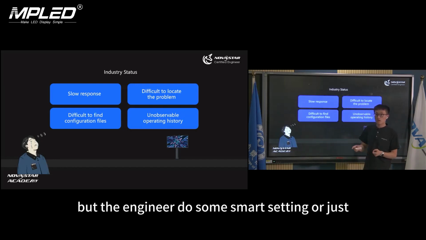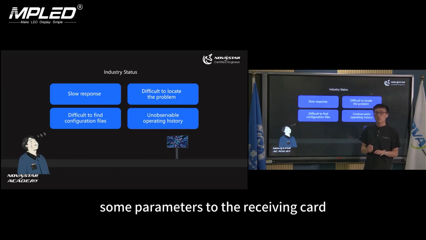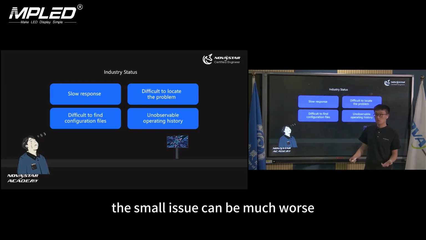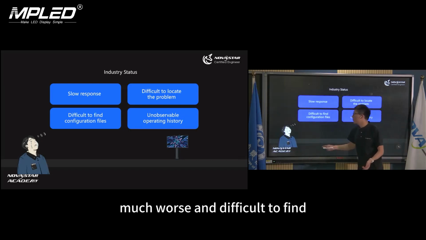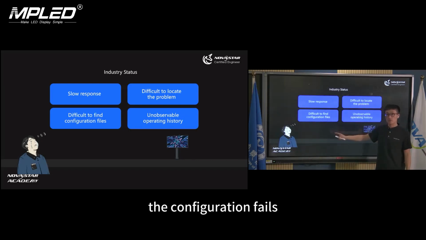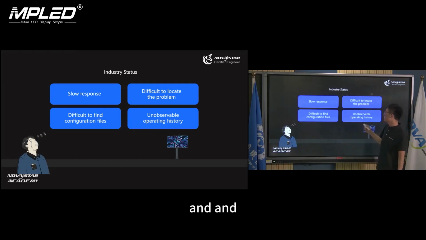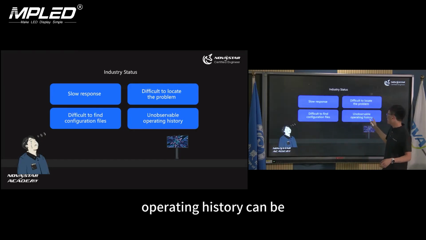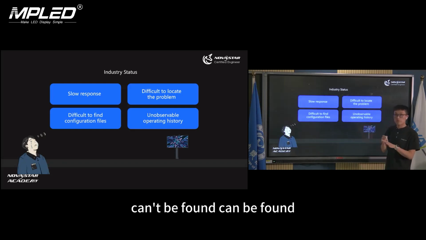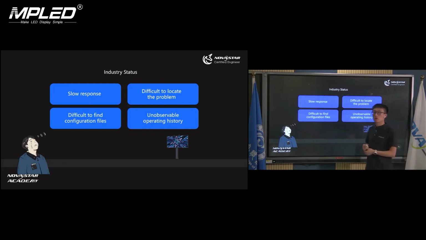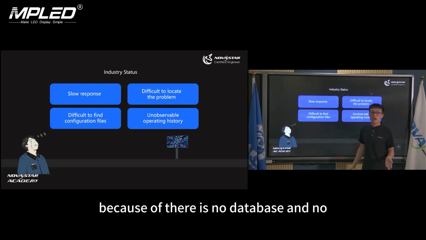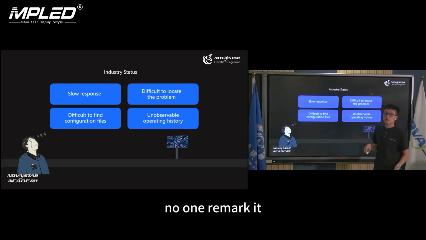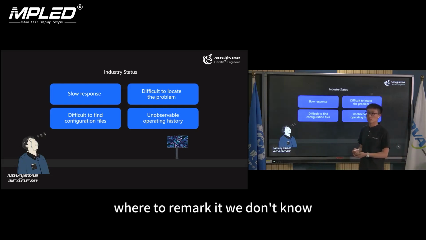But if the engineer makes some smart settings or changes some parameters on the receiving card, the small issue can become much worse, and it is difficult to find the configuration files. All the operating history can't be found because there's no database and no one remarked it. Where to remark it, we don't know.